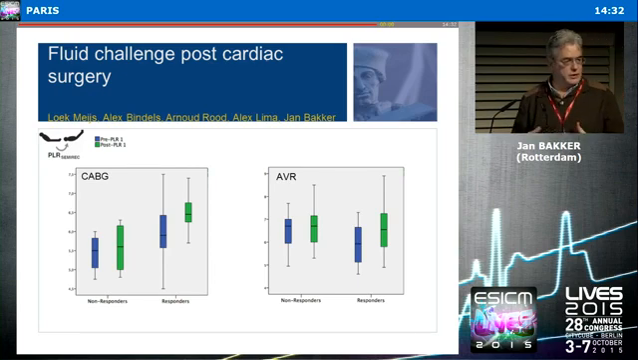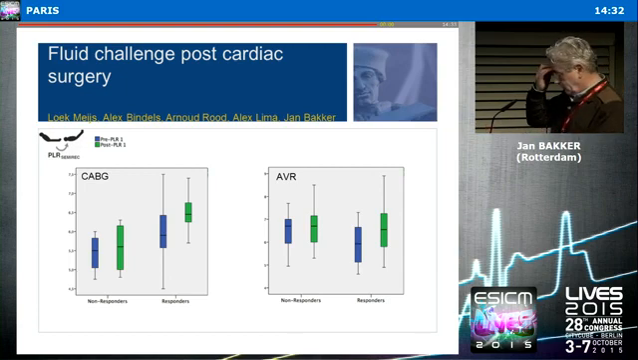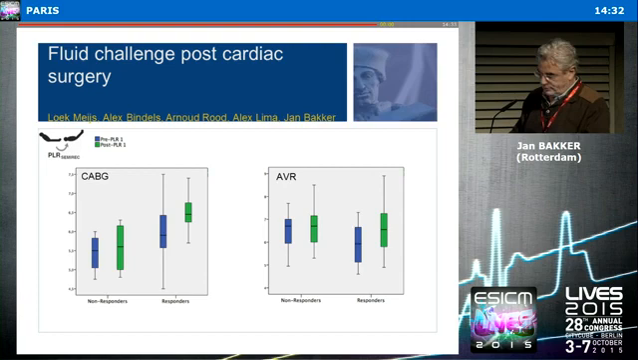So that's healthy volunteers. We went to patients, and Luc Meijs from Eindhoven did a study in cardiac surgery patients, and he's finishing his study in septic patients. We divided the group into CABG, so bypass grafting, and valve replacement, and we looked at the effect of passive leg raising, and we also looked at the different aspects of passive leg raising, but not important for this presentation.